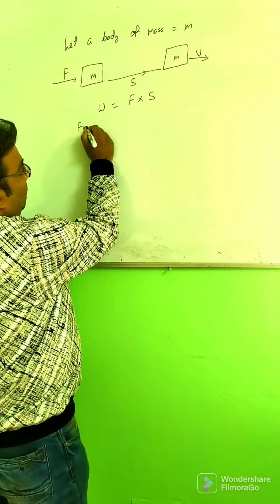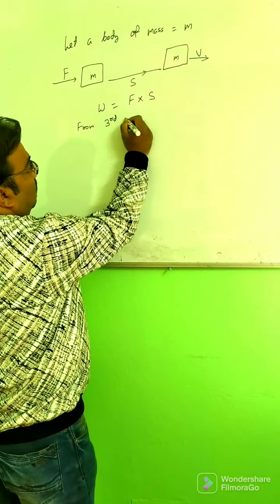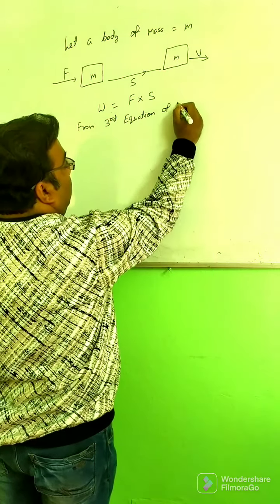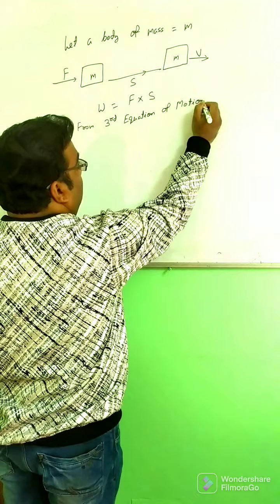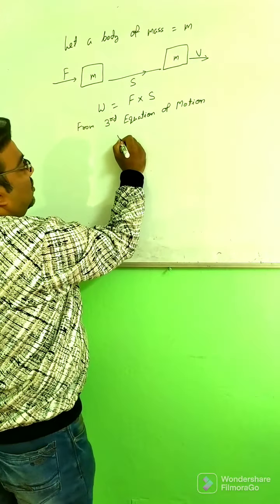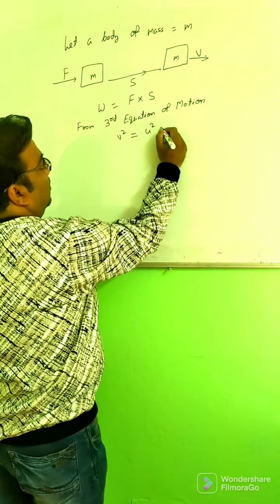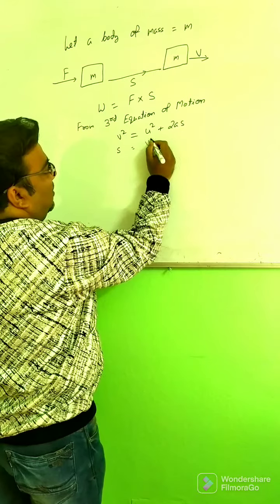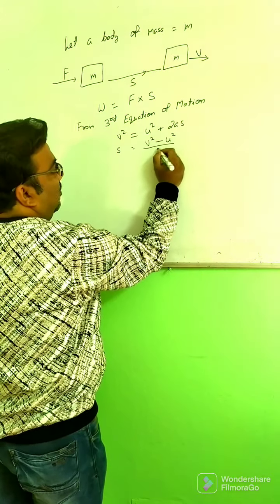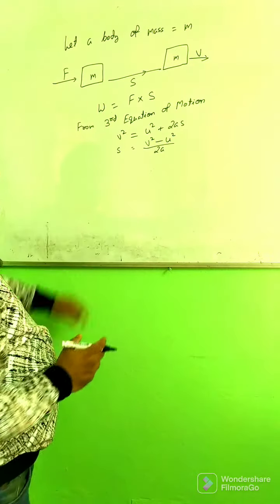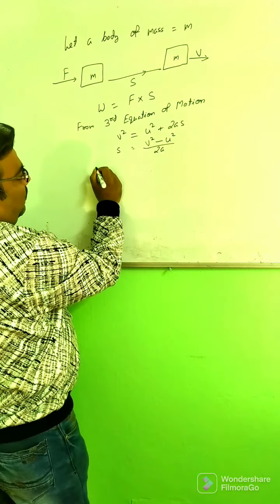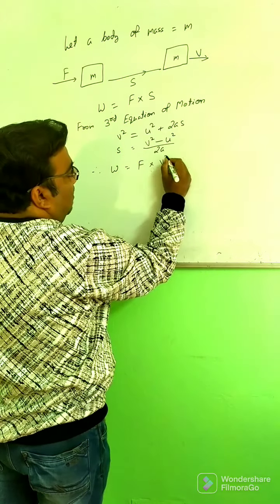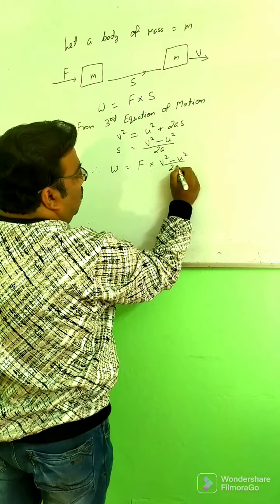Now from the third equation of motion, v square equals u square plus 2as. From here s equals v square minus u square divided by 2a. Now if you put that value of s in the work done, then W equals F into s. In the place of s, write that value, v square minus u square by 2a.